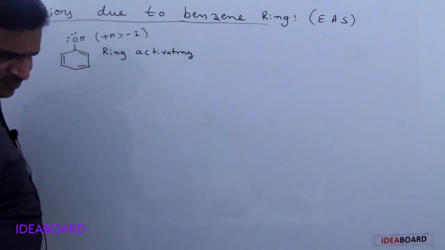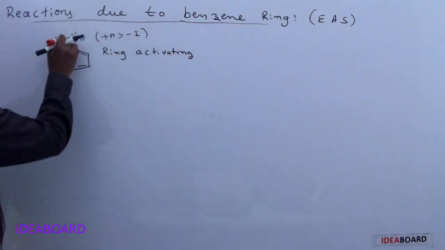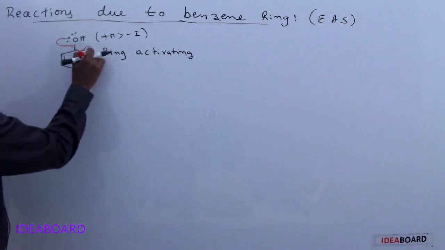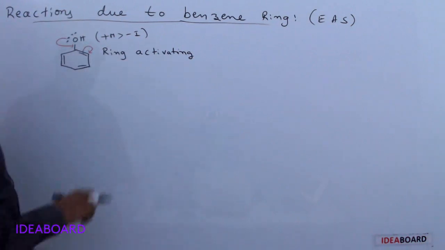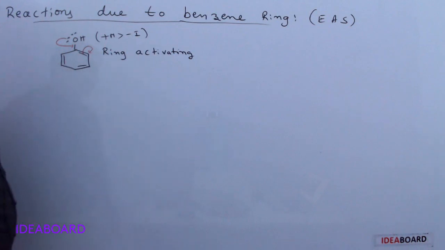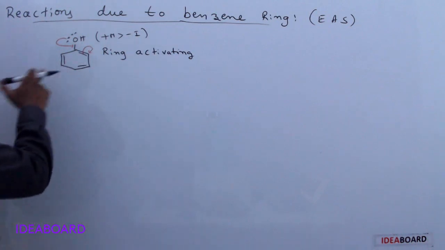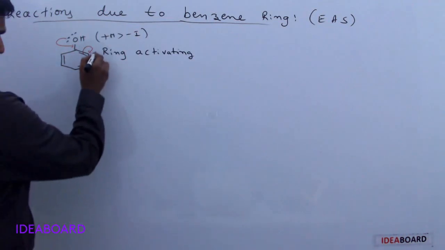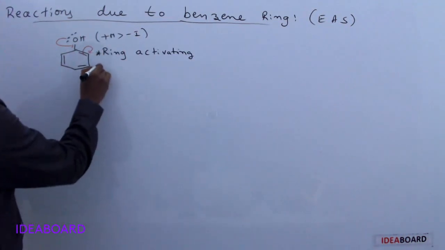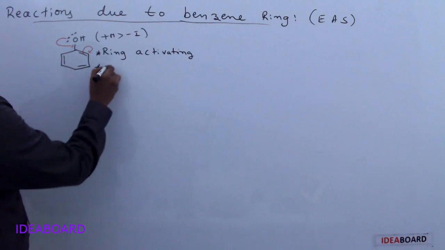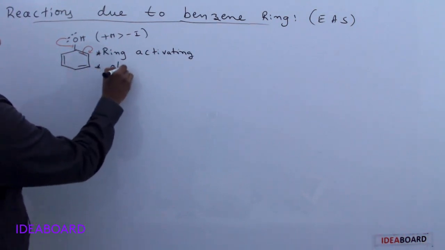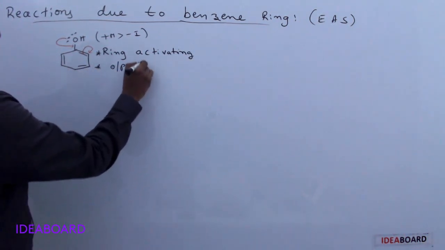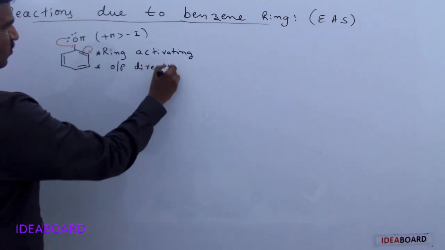Why is it ring activating? It donates the electron pair to the benzene ring and increases electron density at the ortho and para positions. As we already gave the resonance structures of phenol, please check them. So it is called a ring activating group, and electron density is increased at the ortho and para positions. So it is also called an ortho para directing group.